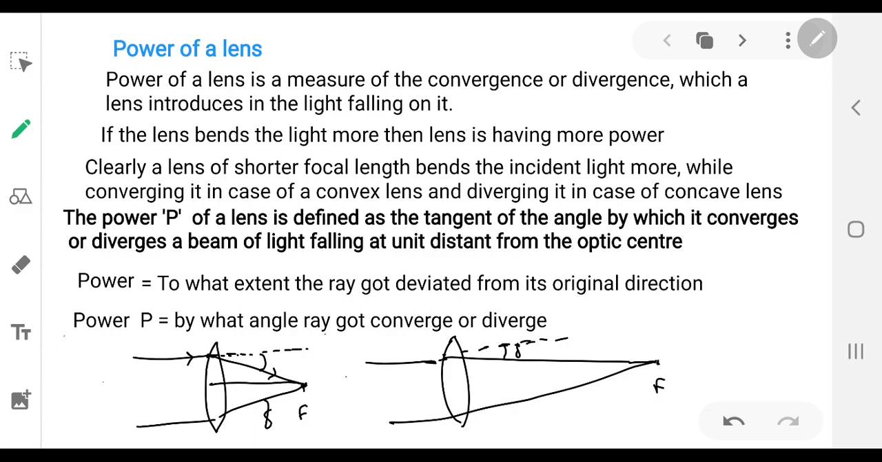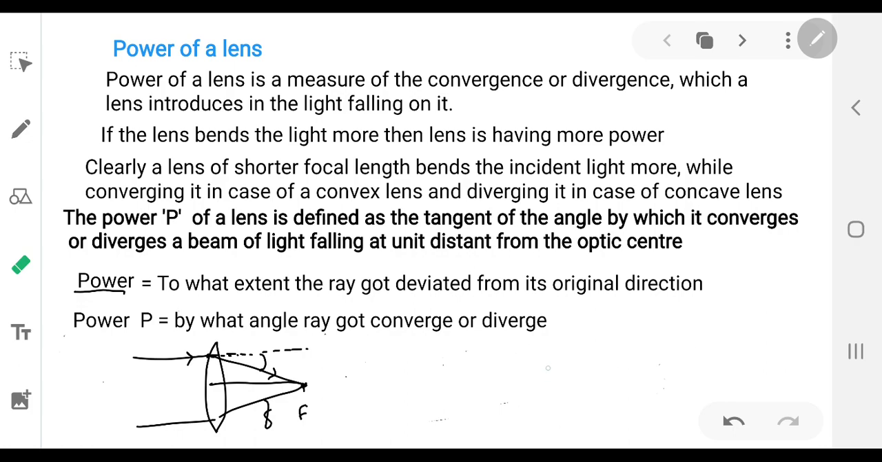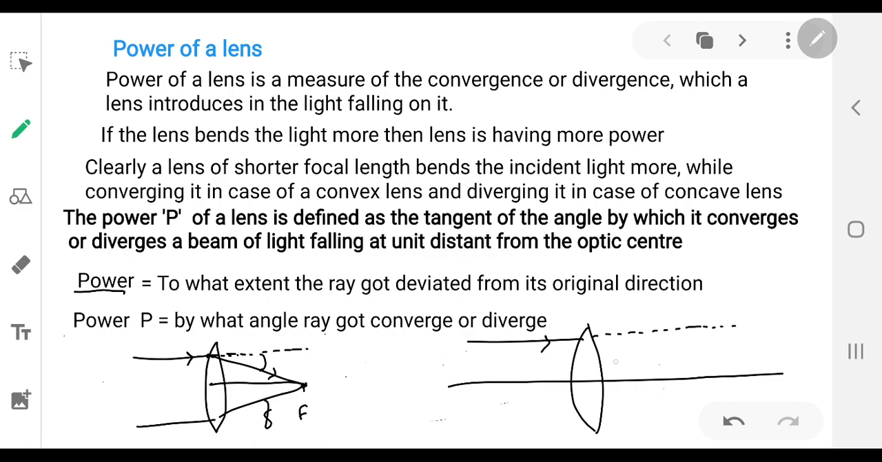Mathematically, how to define it? Power is to what extent the ray got deviated from its original direction. So for that, consider a convex lens. This is the principal axis. A ray is incident on the lens, and this is the original direction of the incident ray.